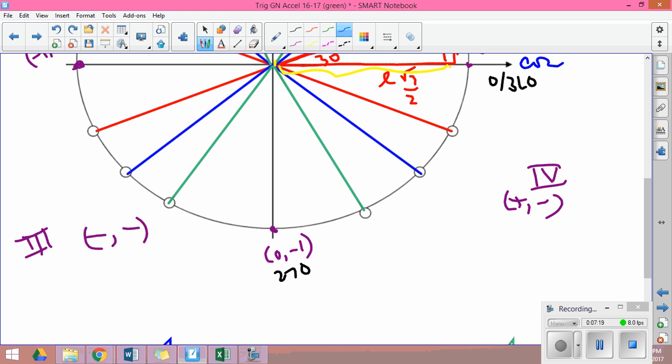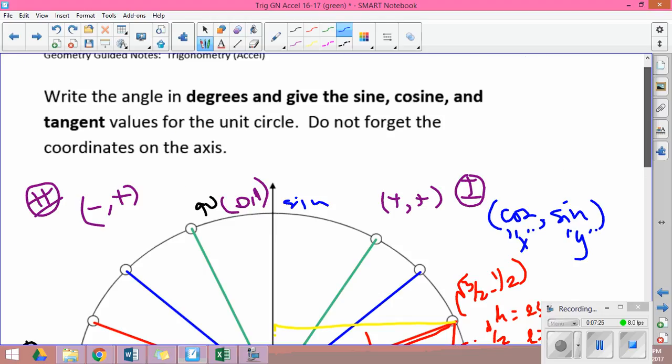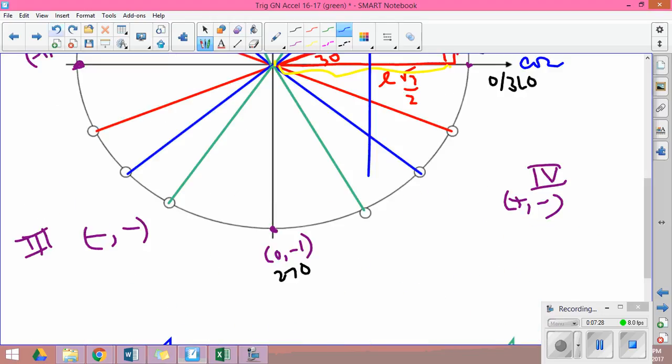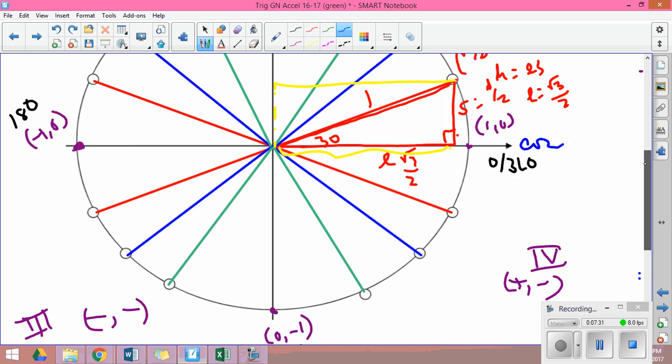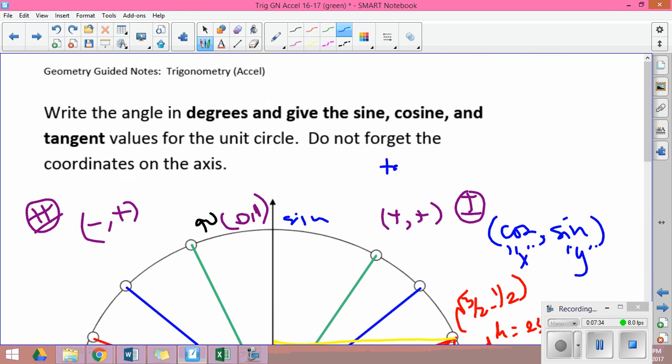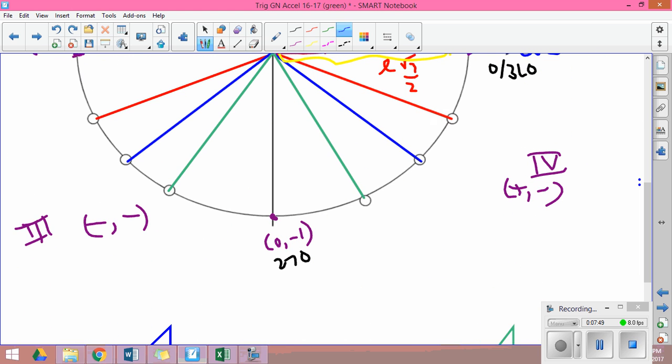If we go back and think about tangent being sine over cosine, and think about the signs on our tangent: tangent is sine over cosine, so in quadrant 1 tangent's going to be positive, 2 positives. Over here, sine over cosine is plus over minus, so tangent's going to be negative. Down here, a negative over a negative, tangent is going to be positive. And in quadrant 4, I have a negative over a positive, so my tangent is going to be negative.